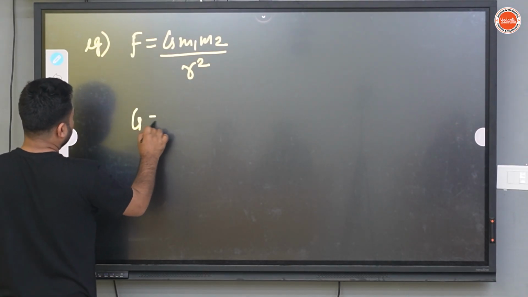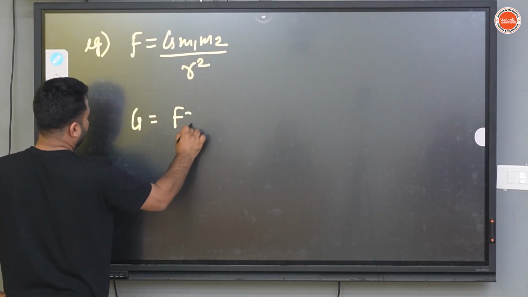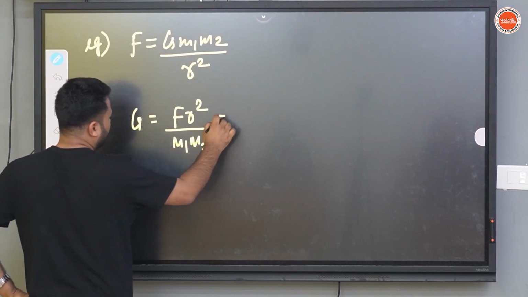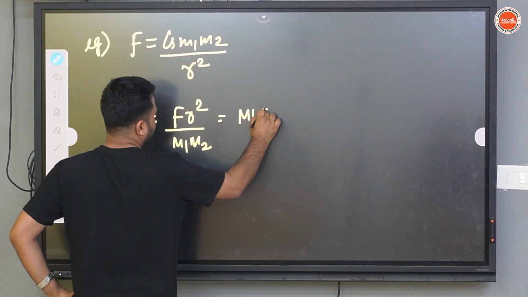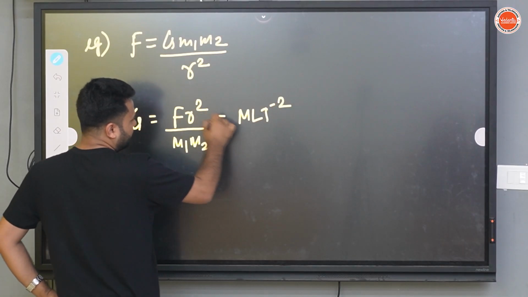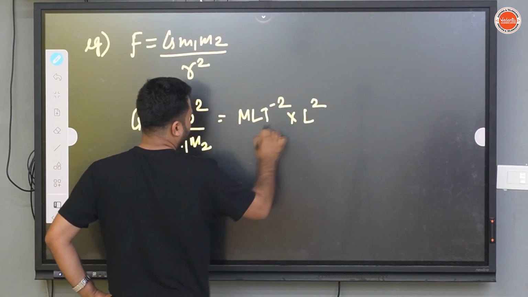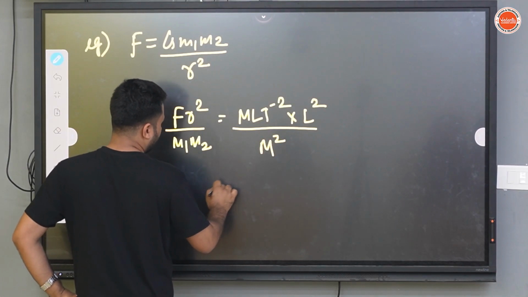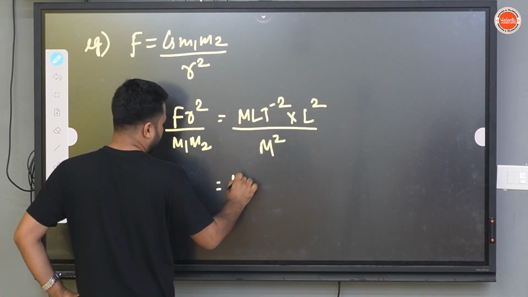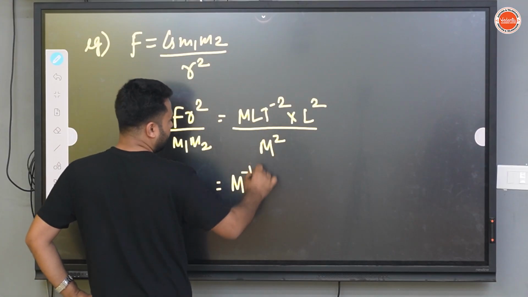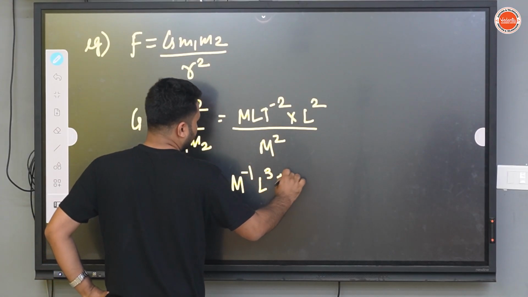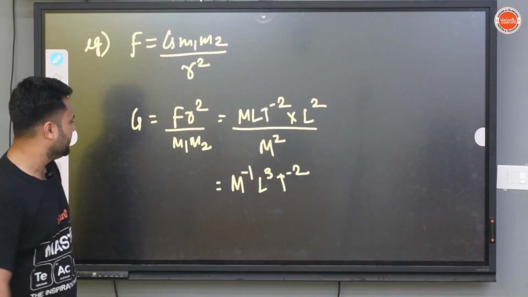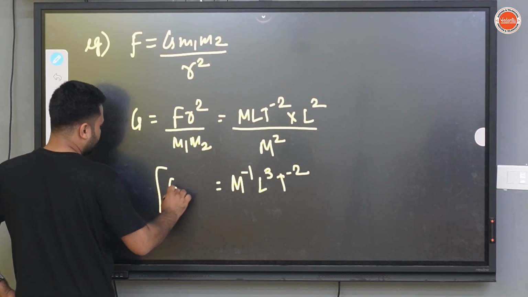What will be the formula for G? You cross multiply: F R square by M1 M2. Force is M L T minus 2, distance square is L square, divided by M1 M2, which is M square. So M to the power 1 minus 2, that is minus 1, L cube T minus 2. This is the dimension of G.